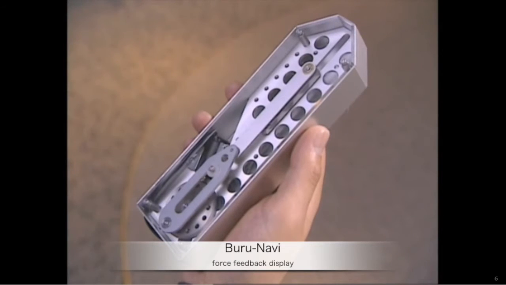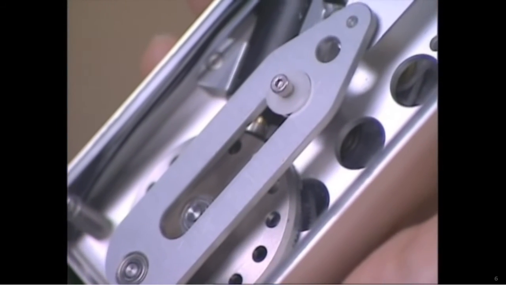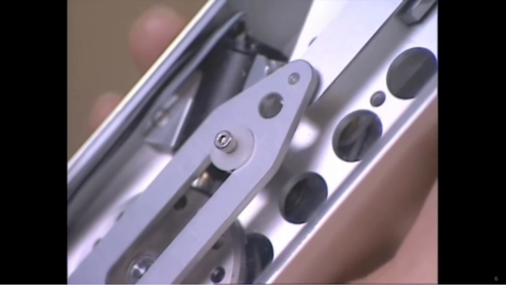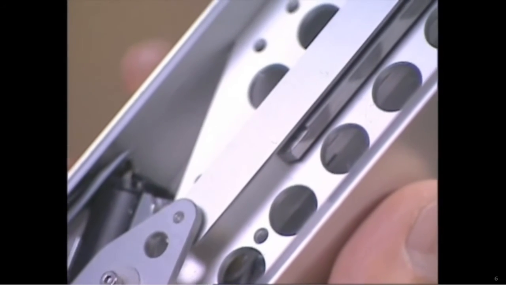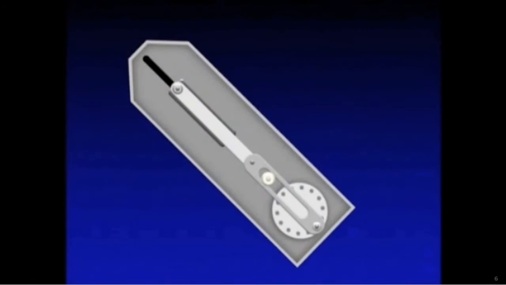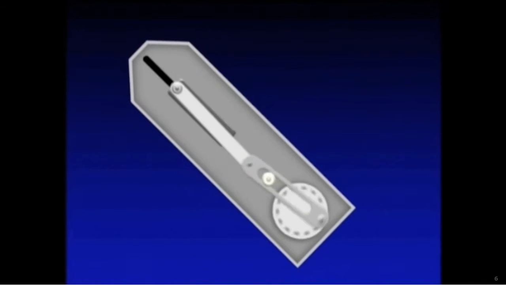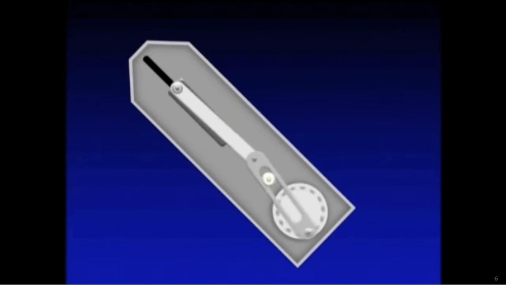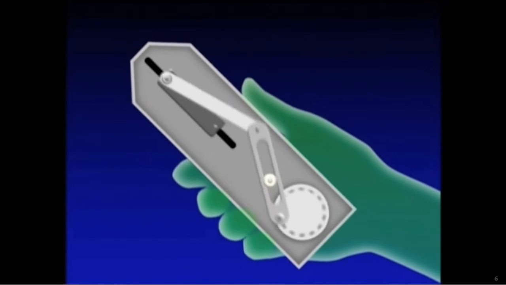Inside Buru-Navi is a mechanical setup like a steam locomotive. But how do gears and cranks navigate a person? The secret lies in the vibrations of a weight. When the motor vibrates the weight, the reaction of the weight vibrates the overall equipment. This vibration can be felt as a tactile sensation by a person.